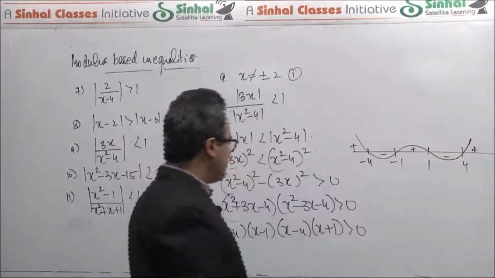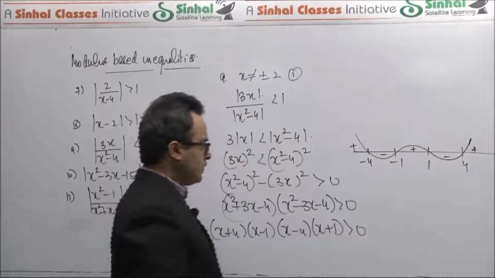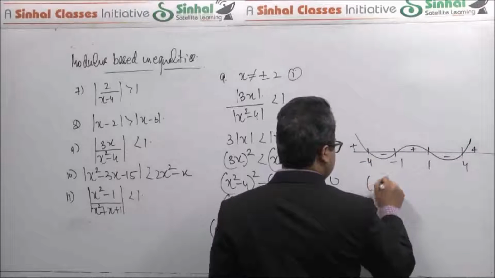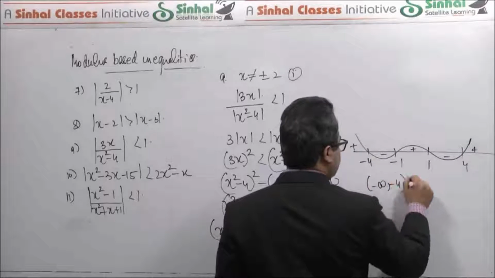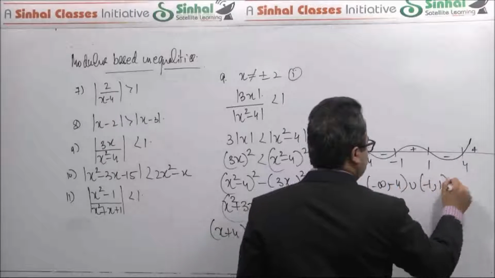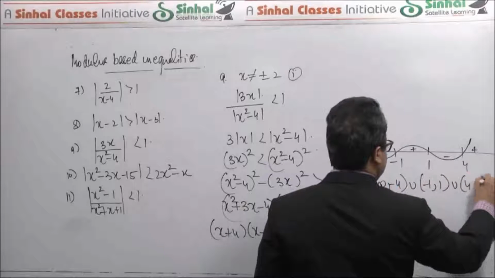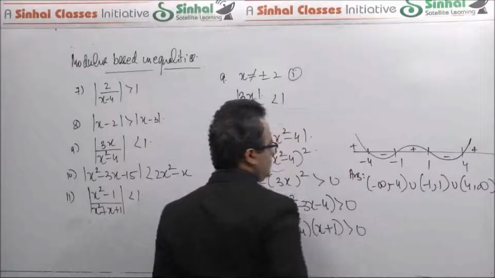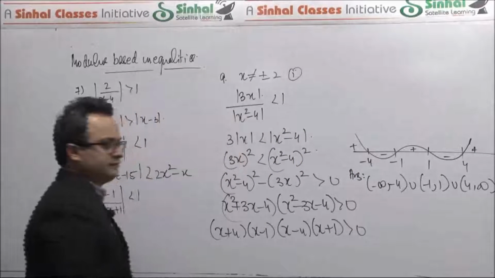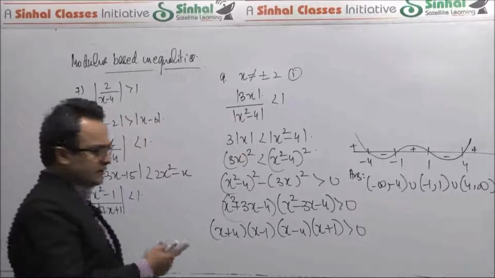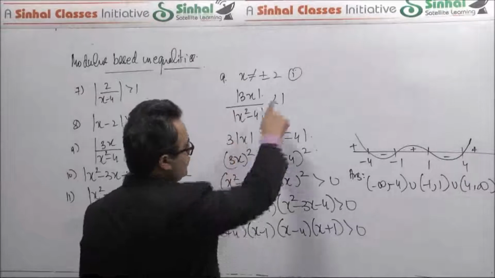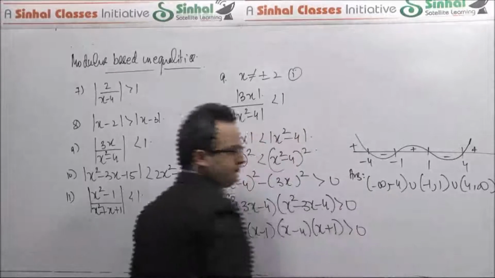So you want the expression to be positive. So for the expression to be positive, the wave should be above the axis. So that will happen from minus infinity to minus 4, union, minus 1 to 1, union, 4 to infinity. And of course the final answer should not contain the points minus 2 and 2, which it doesn't.